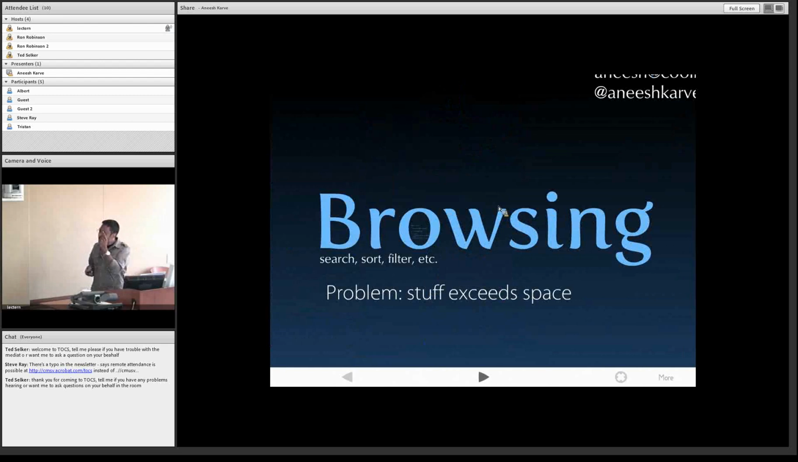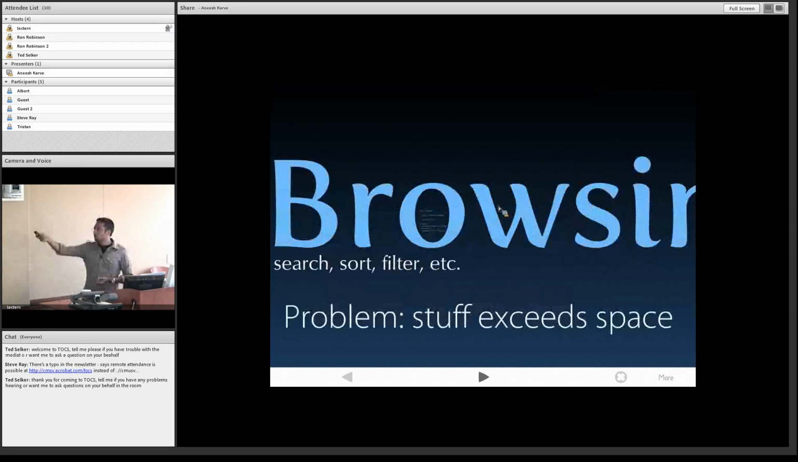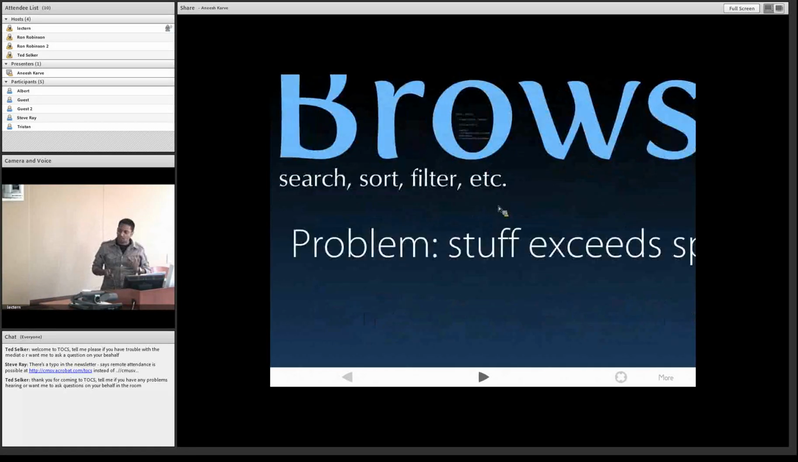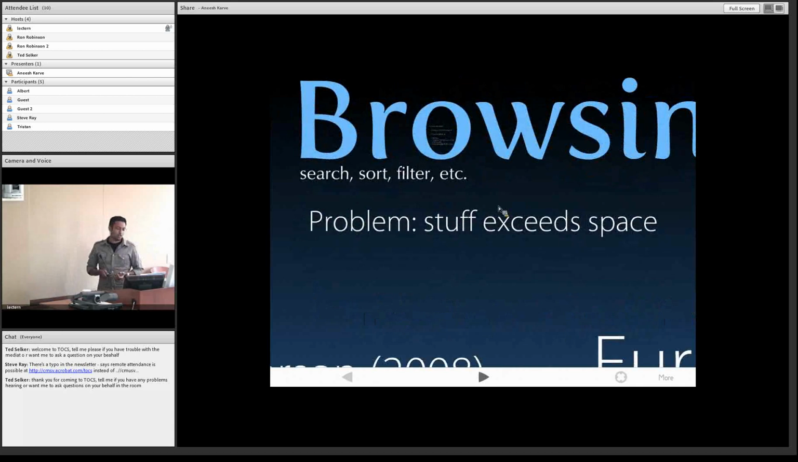So what I want to do now is take the space of browsing, talk a little bit about some of the research that's been done in that area, and see if we can break it down into some reusable patterns for everyday interaction design. When we talk about browsing here, I mean browsing in the most general sense of the term, to include searching, sorting, filtering. And the problem is actually very easy to state, although non-trivial to solve, and that problem is we have more stuff than we have space for.